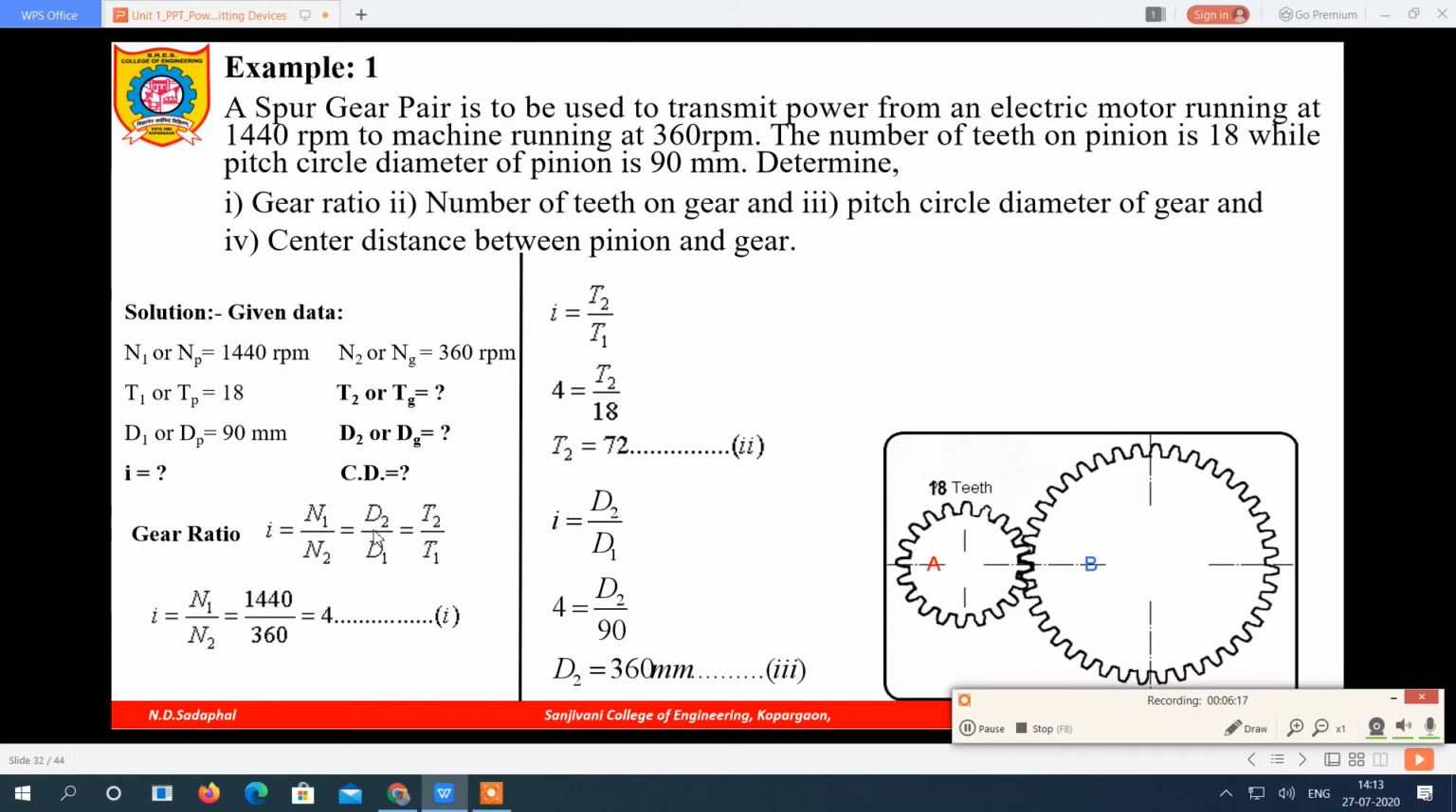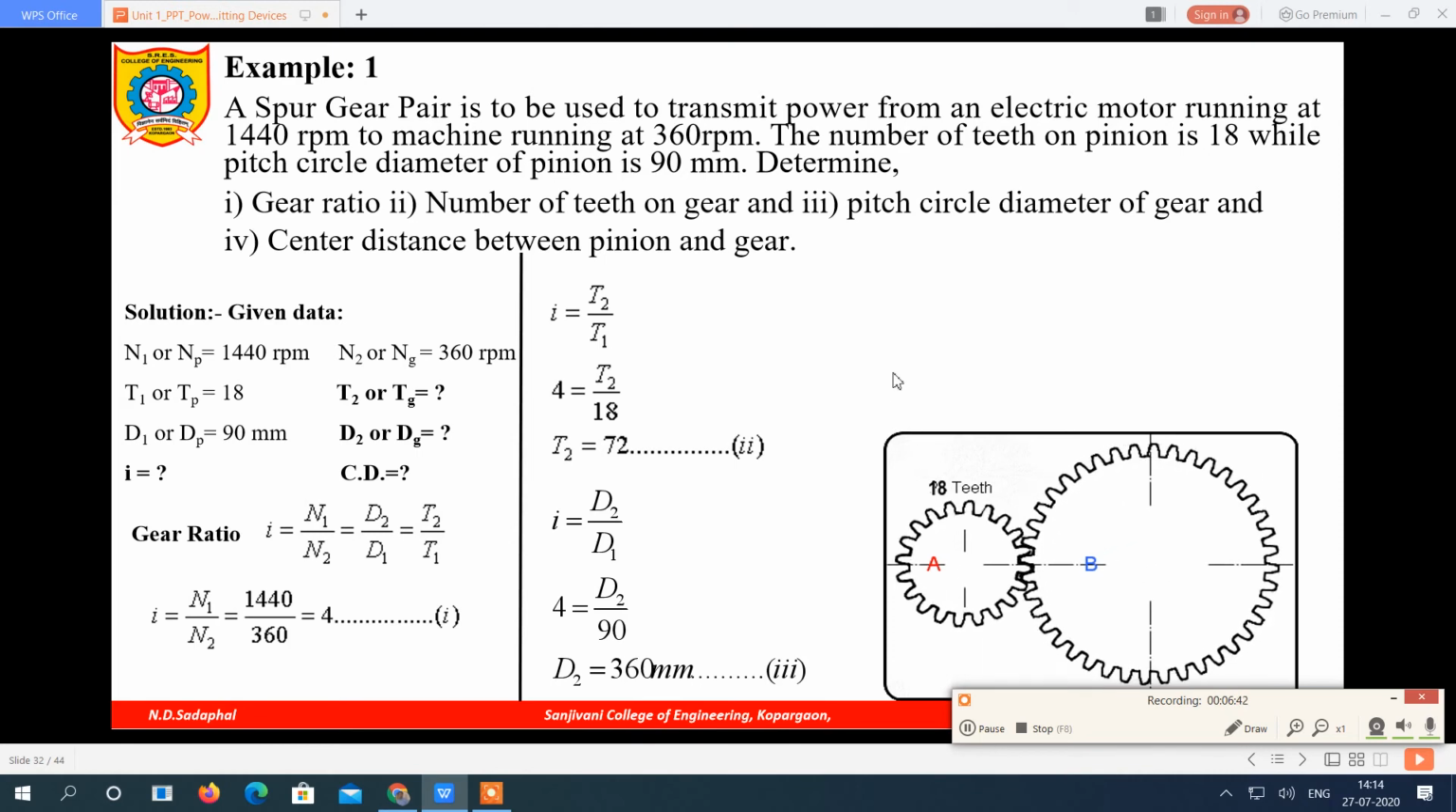Next, again you can use a simple formula. i equals D2 upon D1. So 4 equals D2, which we have to find, upon D1, which is given as 90. So 90 into 4 is 360 mm. So first unknown we got, second unknown we got, third unknown we got. The fourth unknown is the center distance between gear A and gear B, or pinion and gear.